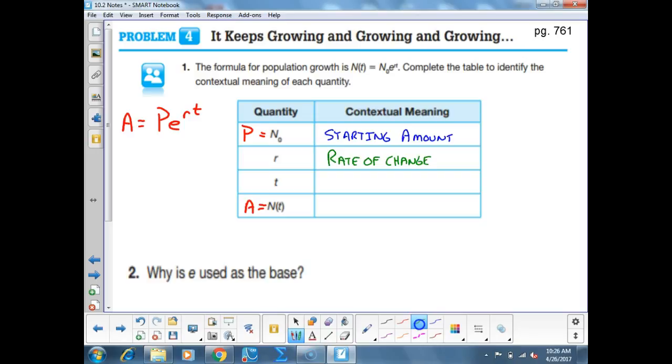Now, here's the cool thing about exponential functions with E. When we were doing growth and decay functions yesterday and the day before, we had to have B values in certain ranges. If it was a growth function, the B value had to be above 1. If it was a decay function, the B value had to be between 0 and 1. Here's the cool thing about E.